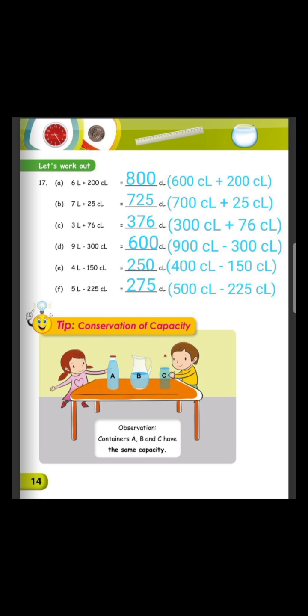376 centiliters. Part D, 9 liters minus 300 centiliters is equal to 600 centiliters. Part E, 4 liters minus 150 centiliters is equal to 250 centiliters. And lastly, part F, 5 liters minus 225 centiliters is equal to 275 centiliters.